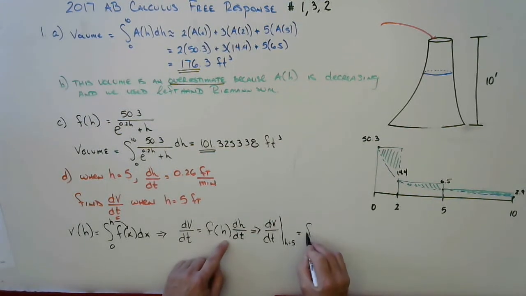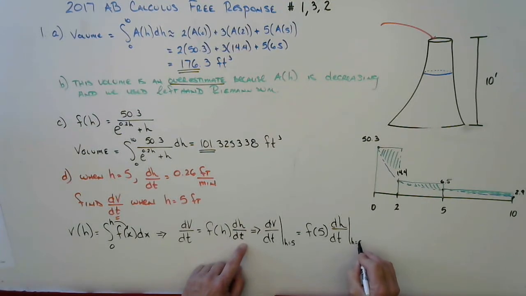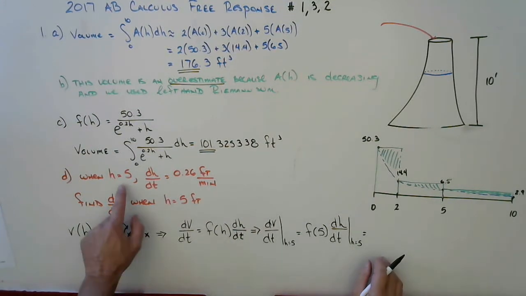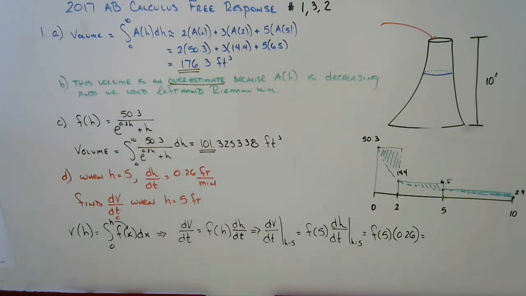It's f of 5 times dh/dt when h is 5. They told us dh/dt when h is 5. So this turns out to be f of 5 times 0.26. We use our calculator to find f of 5, and we get 1.694419.